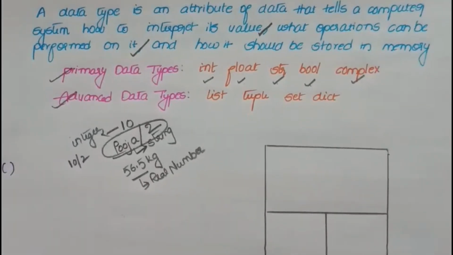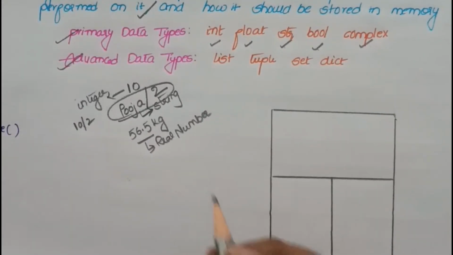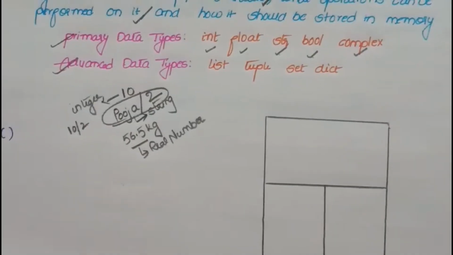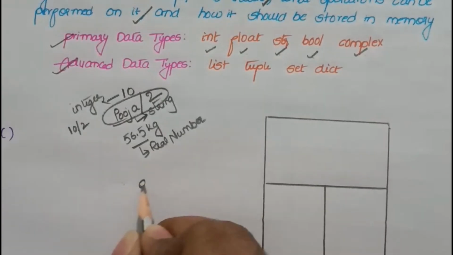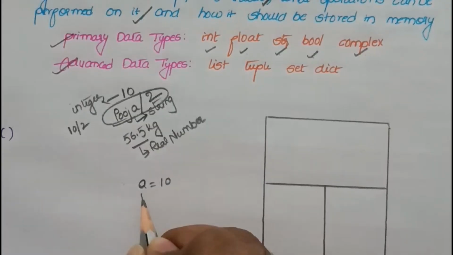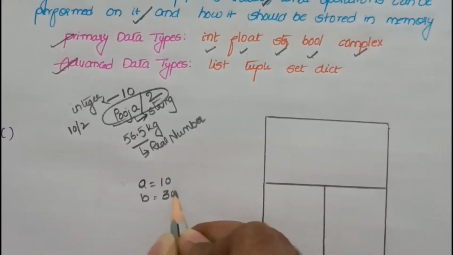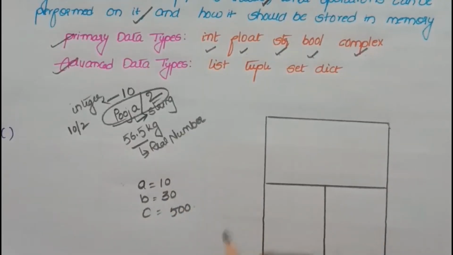First one is int. Int, we all know, right? Every number without any decimal point falls under the int category. If you're declaring a variable, let's suppose a equals 10, b equals 30, c equals 500. In this way, if you're declaring a number without a decimal point, it falls into the int category.